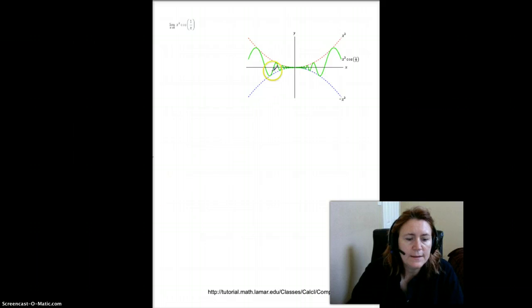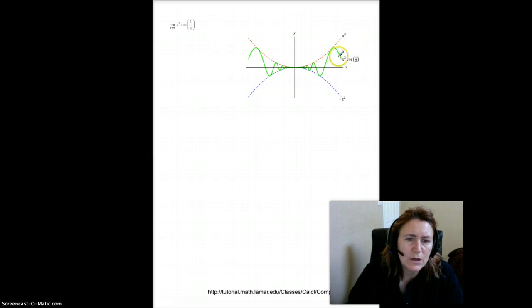All right, let's look at this equation right here. The limit as x goes to 0 of x squared cosine of 1 over x. Now, this can be, how can I put this, a challenge. Because x squared, well, that one's pretty straightforward. But cosine of 1 over x, we've already shown, doesn't work.